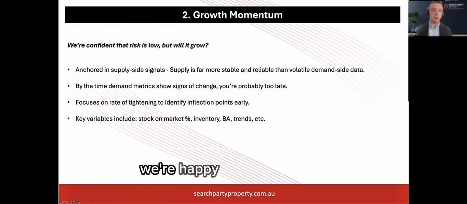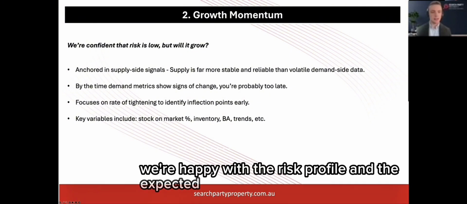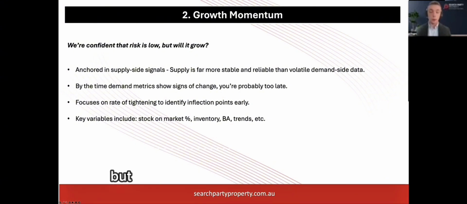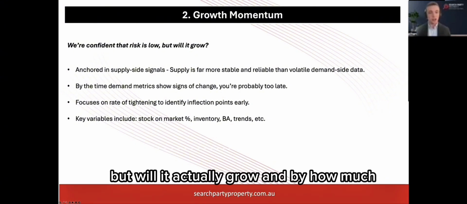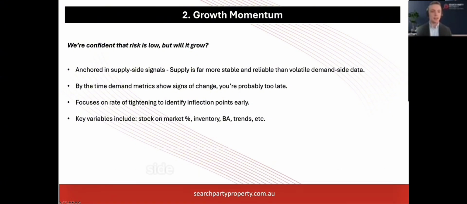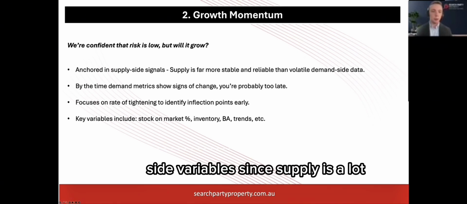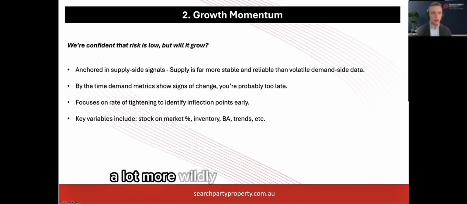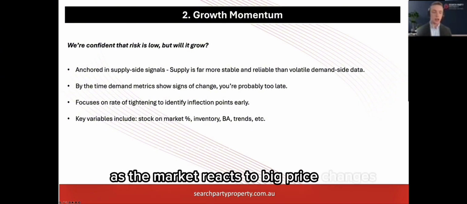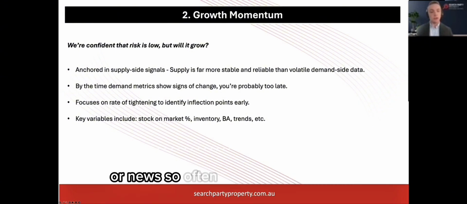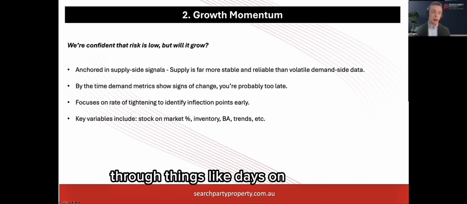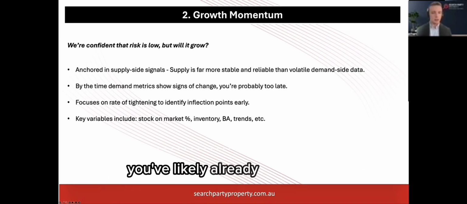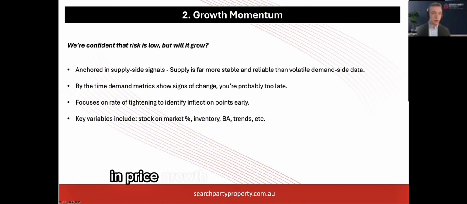So, okay, we're happy with the risk profile and the expected stability for the market, but will it actually grow and by how much? The key factor at this stage is actually supply side variables, since supply is a lot more predictable and baked in than demand, which can fluctuate a lot more wildly as the market reacts to big price changes or news. So often by the time you start seeing those big shifts in demand through things like days on market tightening, you've likely already missed out on a decent spike in price growth.